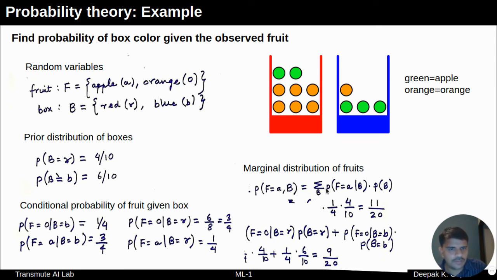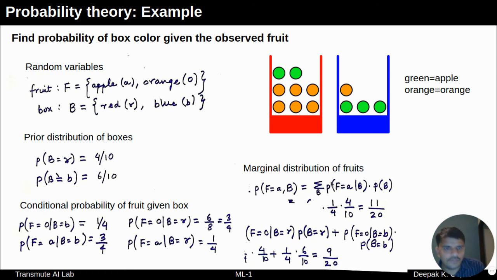We are skipping a step here, but if you look at it closely, we want to compute the marginal distribution. So we want fruit being apple and box being, let's say, blue. Ideally, that would be the joint probability of fruit being apple and box being blue plus the joint probability of fruit being apple and box being red. So that would make it a summation along the boxes of the joint probability of fruit and box.